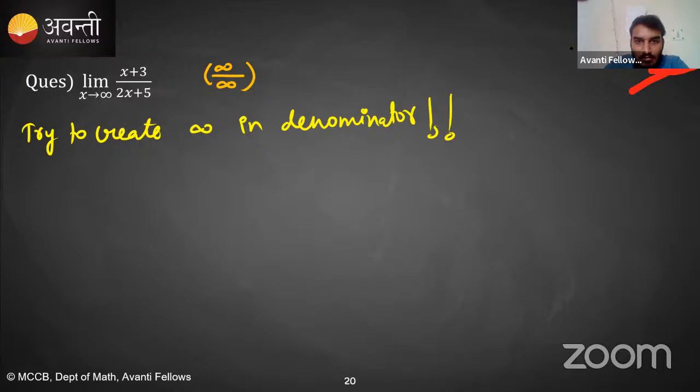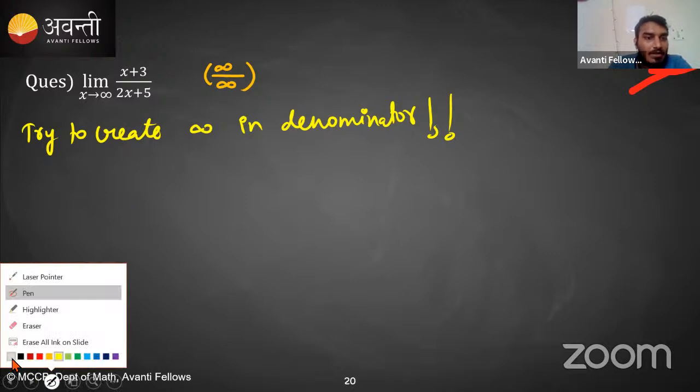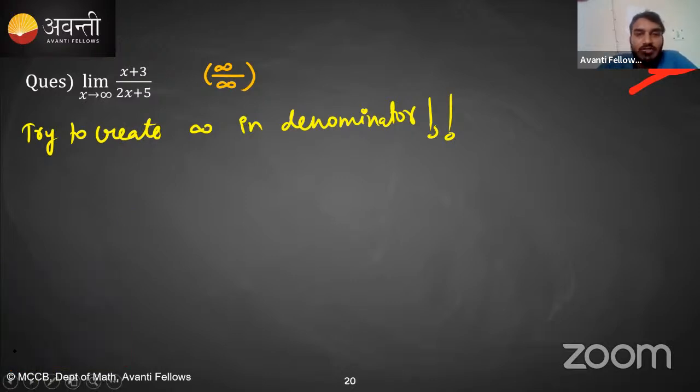Okay. So try to create infinity in the denominator. What I mean is, whenever you have infinity upon infinity, always try to create infinity in the denominator.